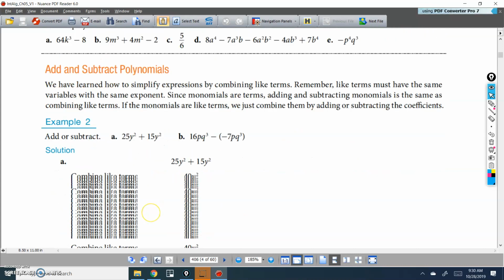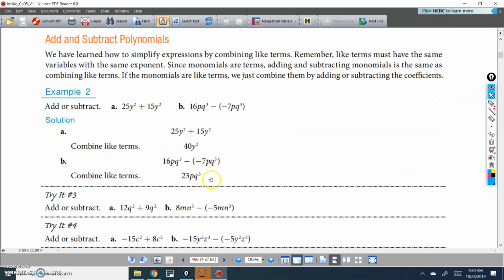Alright, we're going to keep going down now to adding and subtracting polynomials. So how do we add or subtract these? Now I'm going to take my pen out. So, adding or subtracting, here are your steps. You just combine all like terms, and you just keep combining like terms until you're done. So, our like terms here are y squared, and then we just combine our coefficients. 25 plus 15 is 40, and we're done.